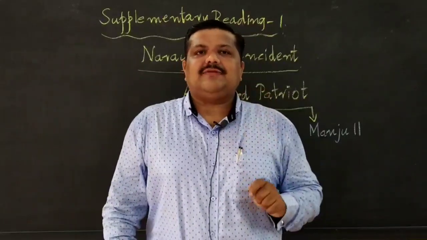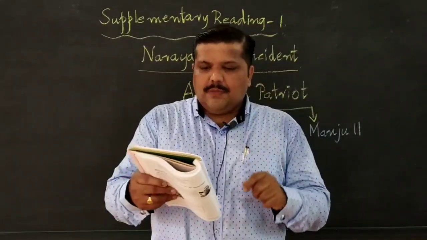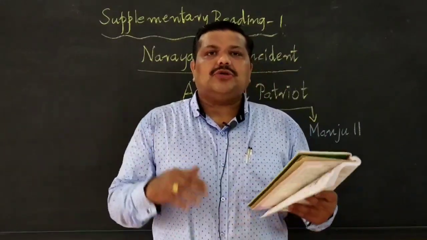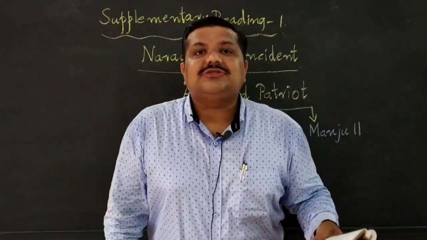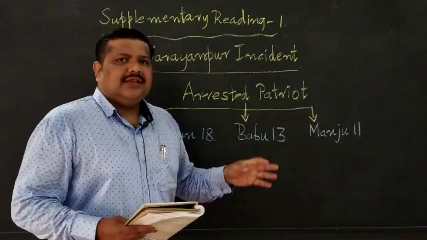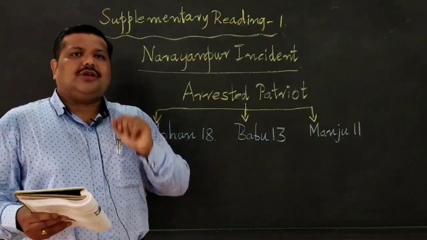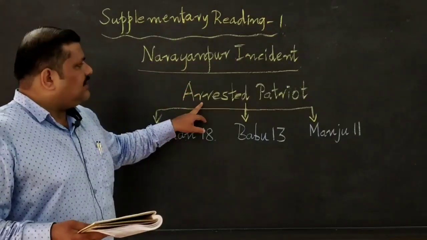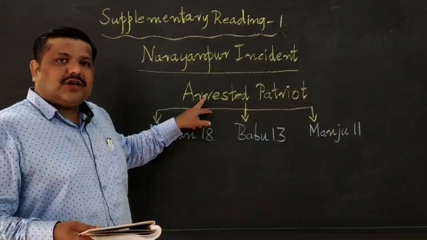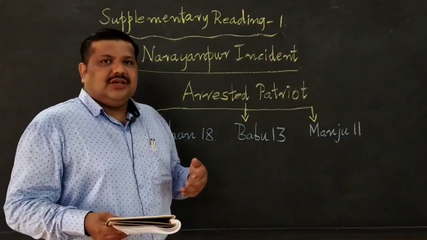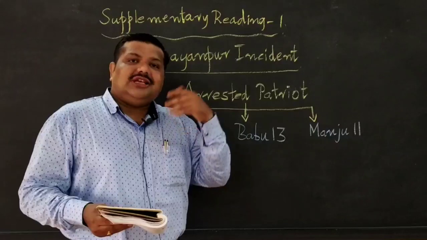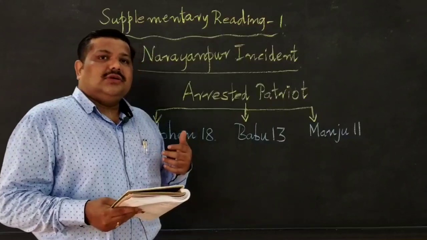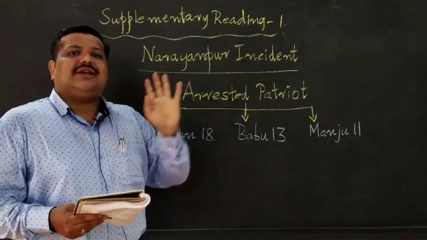Let me go through the paragraphs. Take your textbook and open it at page number 181. Narayanpur Incident, brought to us by Shashi Deshpande. As you can see, this is the story of a patriot whose name is not mentioned. He was a lecturer, a teacher basically. He was arrested, put behind bars for propagating Gandhiji's speeches. In those days, even copying Gandhiji's speeches, making photocopies of them, was not allowed. I think the person did it and he was arrested.